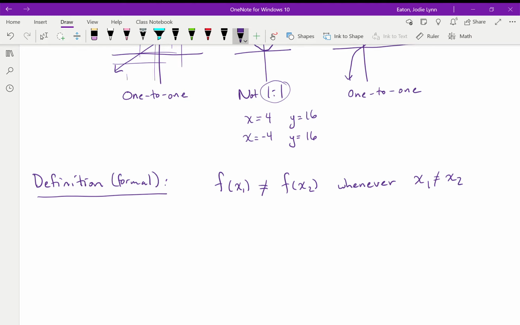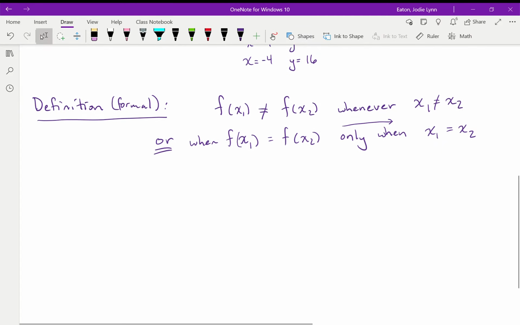An equivalent way is, when we have f of x1 equals f of x2 only when x1 equals x2. So if we have two y values that are the same, that implies that the two x values are the same.